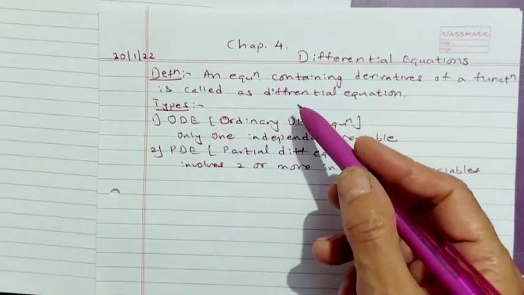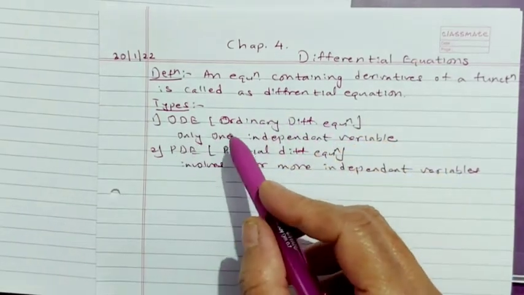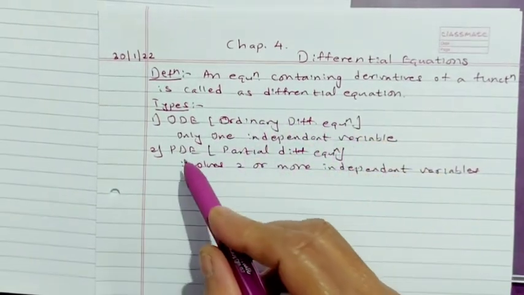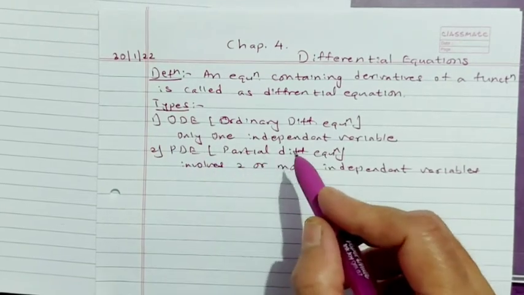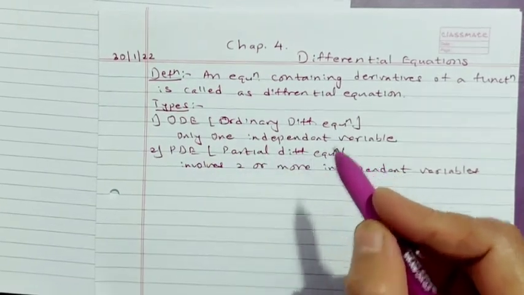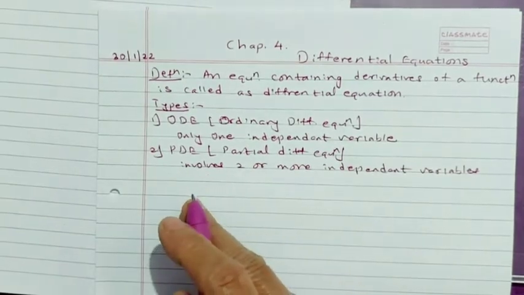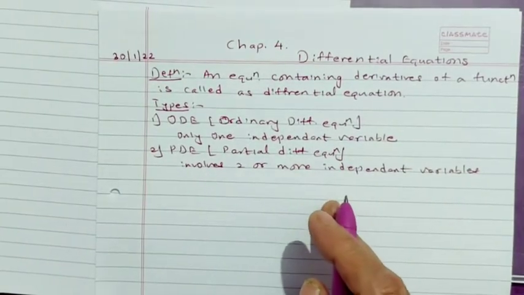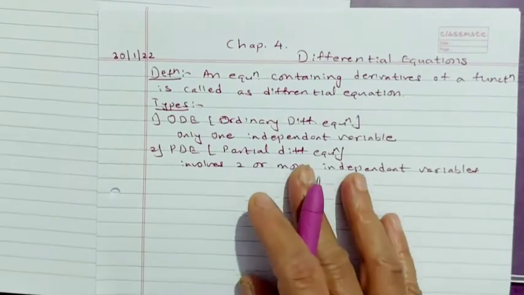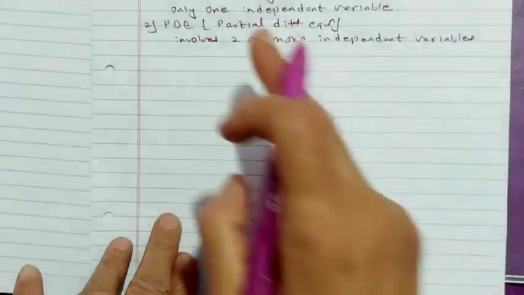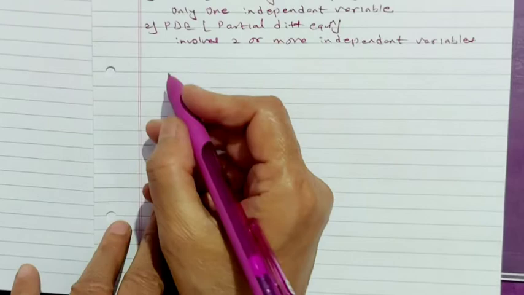So what are the types of differential equation? The first is the ordinary differential equation, which involves only one independent variable, and the partial differential equation, which is the second type, which involves two or more independent variables. So what are the examples? First we'll see the ordinary differential equation.